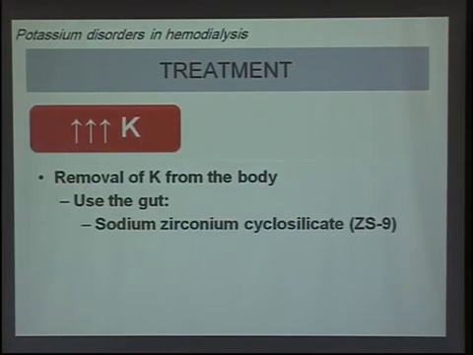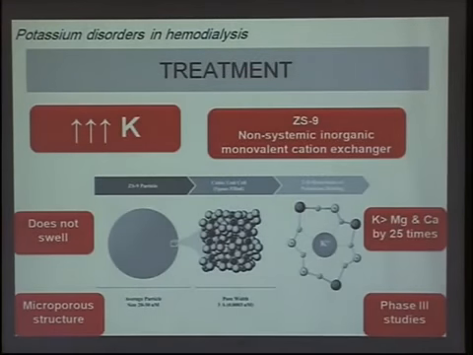Now, 2 new cation exchange resins are in phase 3 studies. One is awaiting FDA approval and the other has just been approved by the FDA. One is sodium zirconium cyclosilicate, ZS-9. And this is a non-absorbable inorganic monovalent cation which has high affinity to potassium, entrapping it in the gut. And unlike sodium polystyrene sulfonate, it doesn't swell in the gut.